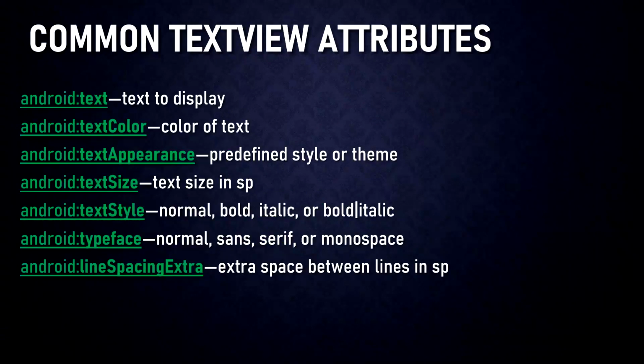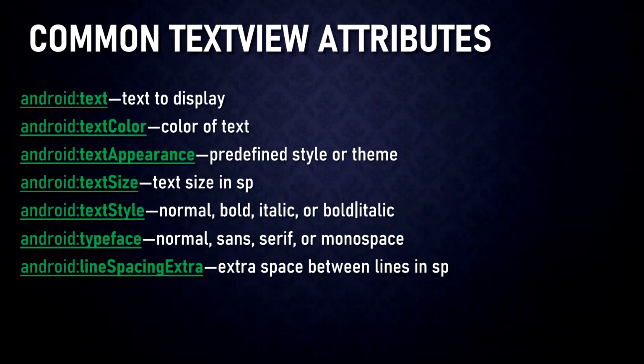These are the common attributes we use for text view. You use the text attribute to specify the text to display. You can specify text color to give a color to that text, and you can also use text appearance if you have any style predefined in your style.xml file. You can also specify text size, for which we use SP, scalable pixel, and you can also use text style, which is normal or bold.